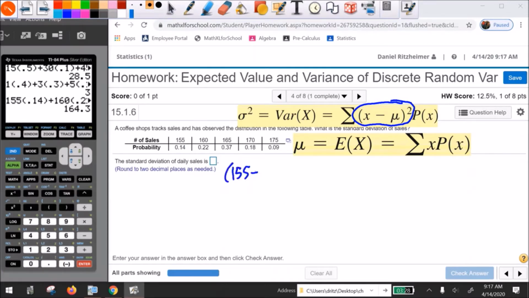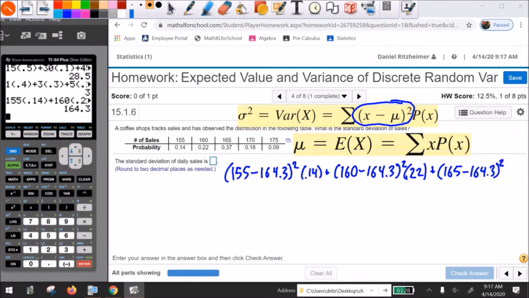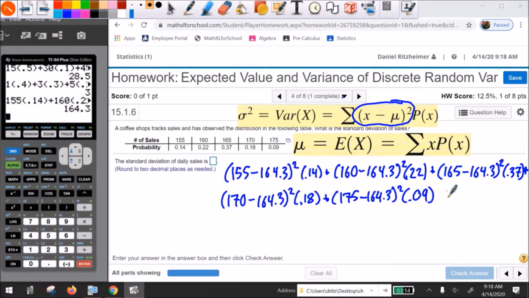155 minus 164.3 squared times the probability, which is 0.14, plus 160 minus the expected value squared times the probability, which is 0.22, plus 165 minus the expected value of 164.3 squared times the probability of 0.37, plus 170 minus the expected value of 164.3 squared times the probability of it occurring, plus 175 minus the expected value of 164.3 squared times the probability of it occurring, 9%. And that will give me the variance.